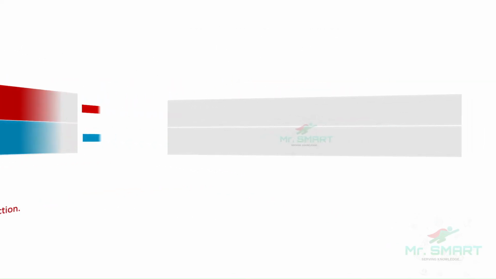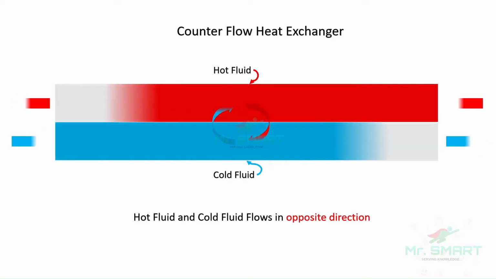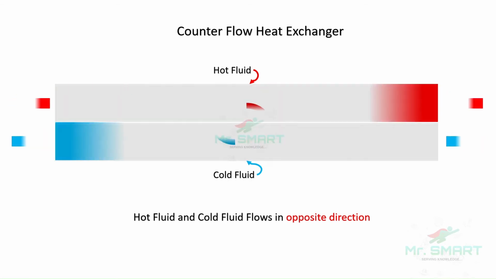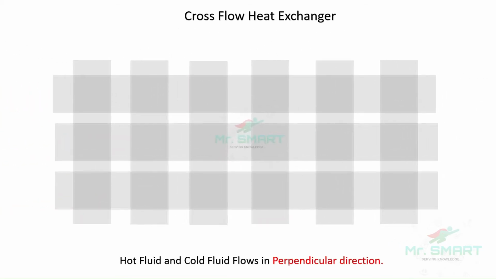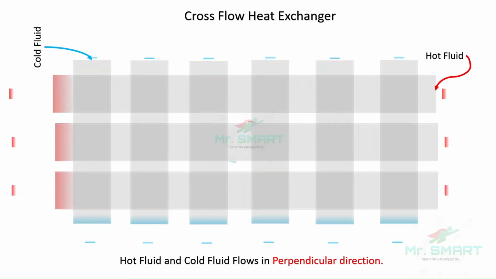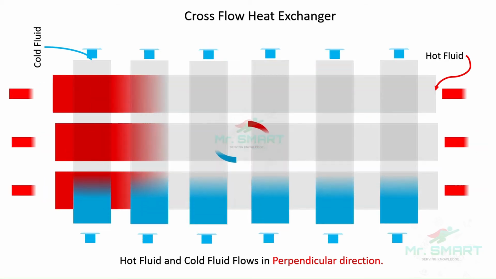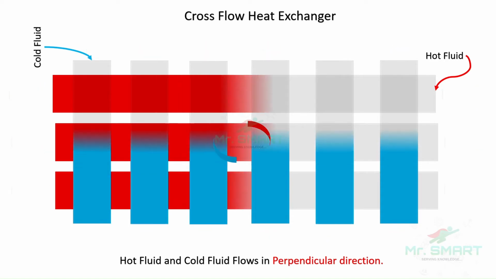A counter-flow heat exchanger has the fluids flowing in opposite directions. This setup is more efficient because it maintains a larger temperature difference between the fluids over the length of the exchanger. In a cross-flow heat exchanger, the fluids flow perpendicular to each other. One fluid flows through tubes while the other flows across the tubes. This type is common in applications like air conditioning systems and radiators.